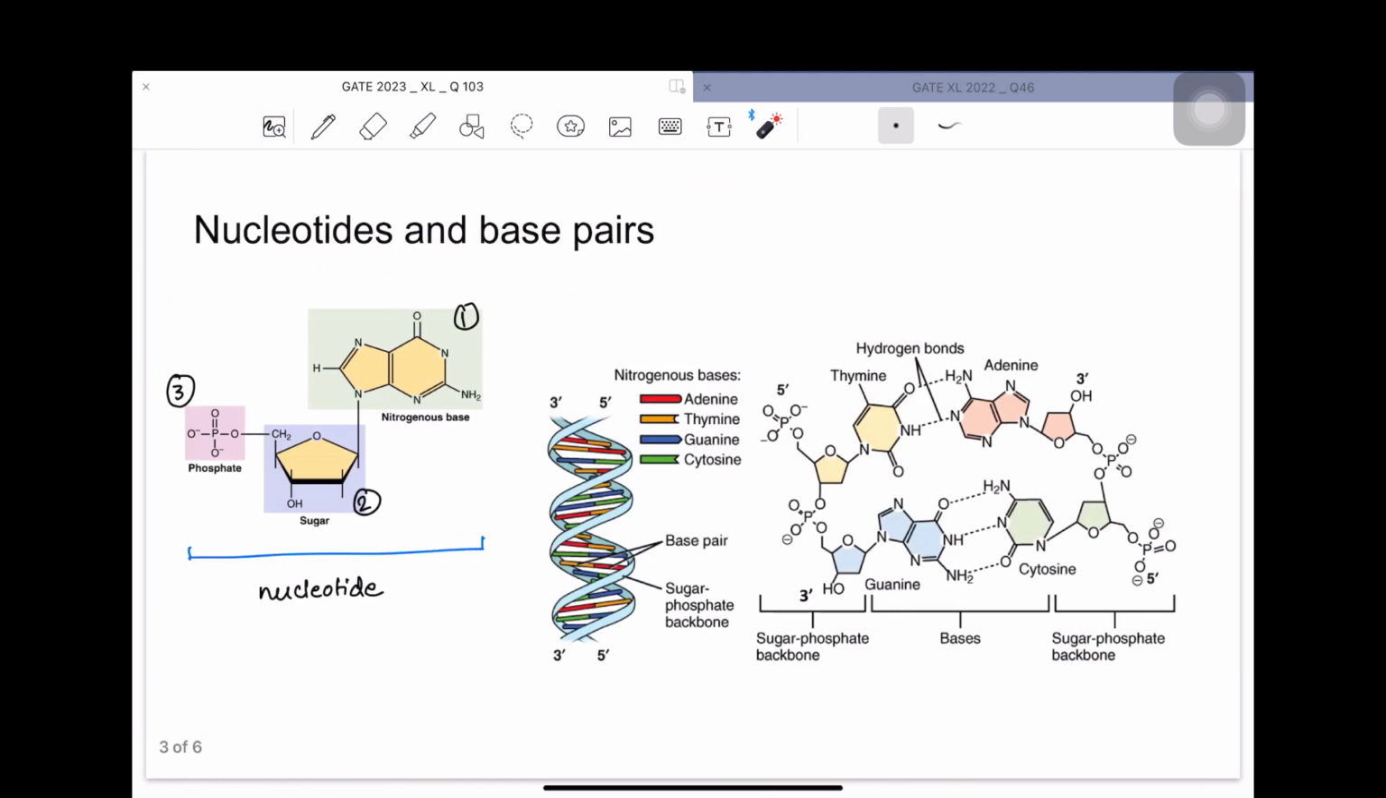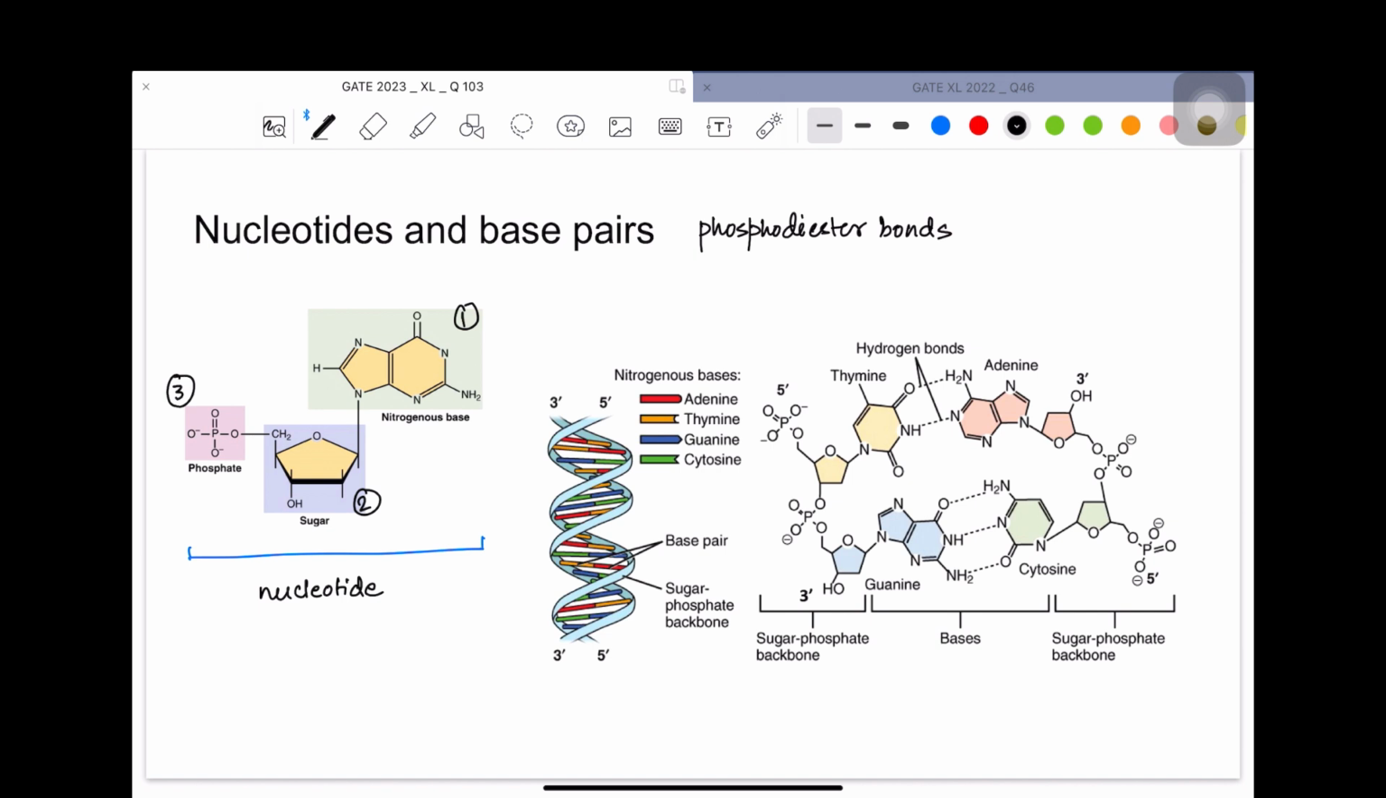Now what are nucleotides? So this is the structure of a nucleotide. And a nucleotide is composed of three components: one nitrogenous base, one pentose sugar, and one phosphate moiety. So these three components together form a nucleotide, and when a chain of nucleotides are joined by phosphodiester bond, that forms a polymer which is called the DNA.